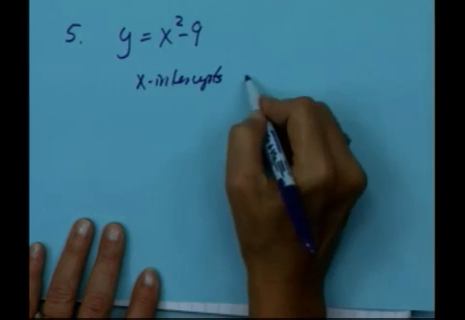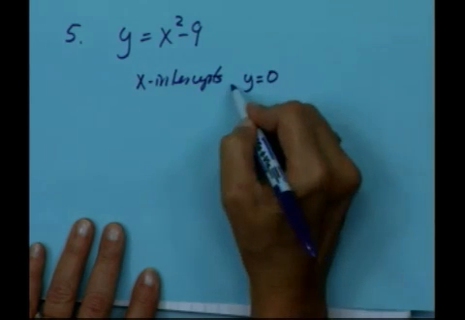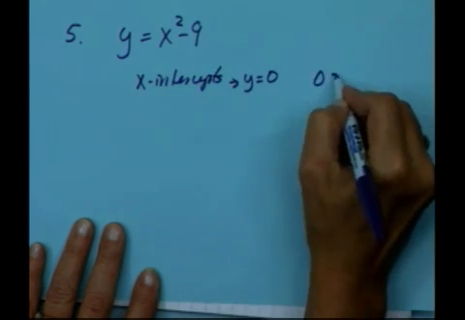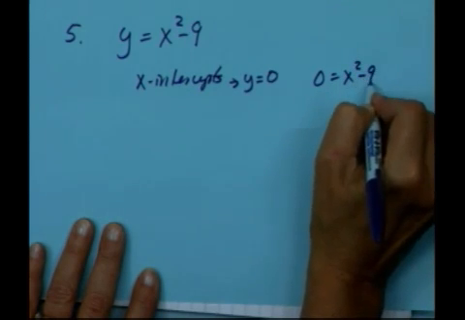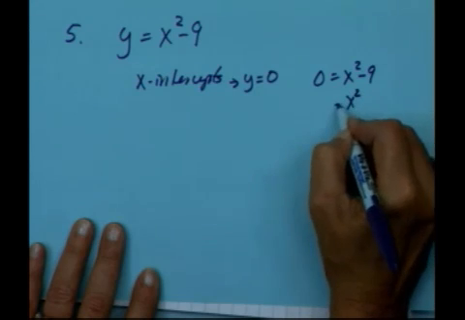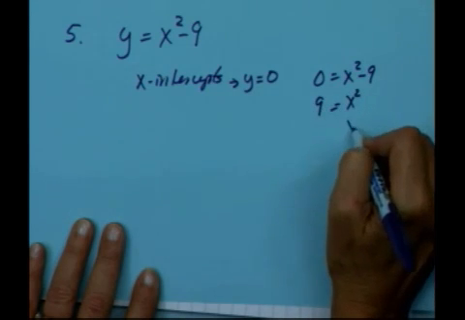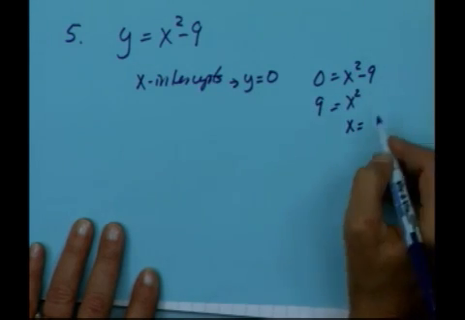Set y equal to 0. You let y be 0. So we'll have 0 equals x squared minus 9. X squared is equal to positive 9. What is x, everybody? Plus or minus 3.